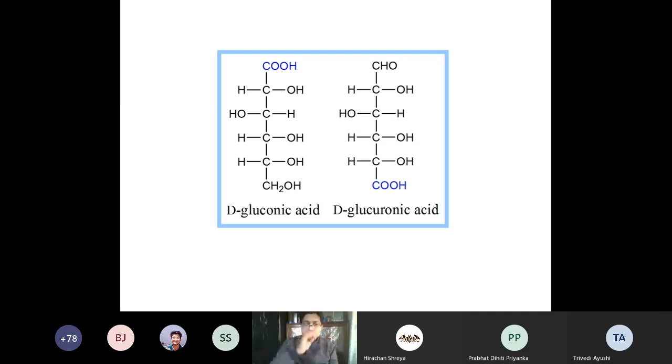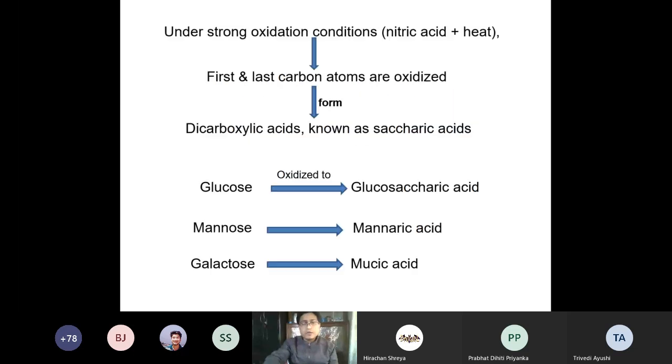Just see the difference. You have to remember this, especially for practicals and to write the principles in the practicals, and to distinguish between gluconic and glucuronic acid, you have to find the difference. Gluconic means the first carbon is oxidized. Glucuronic means the last carbon is oxidized to the COOH group.